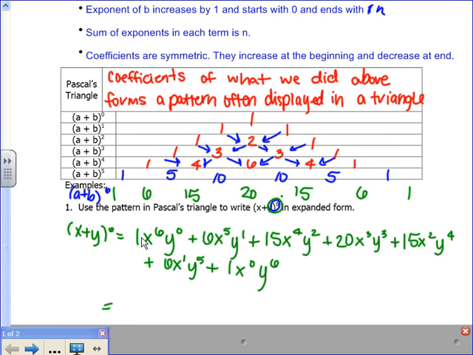And remember, we don't need this 1 in front of here either. So 1x to the 6 times y to the 0, all that really matters is this x to the 6th. So I'm just going to write that down. Okay, cleaning up our problem.